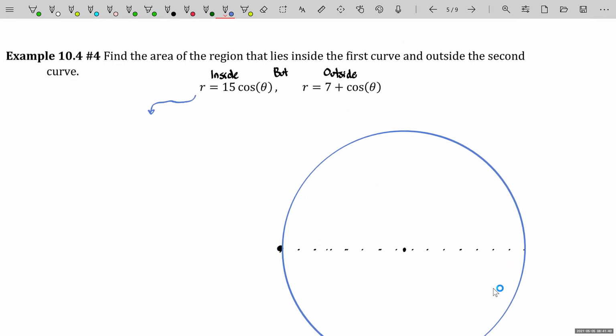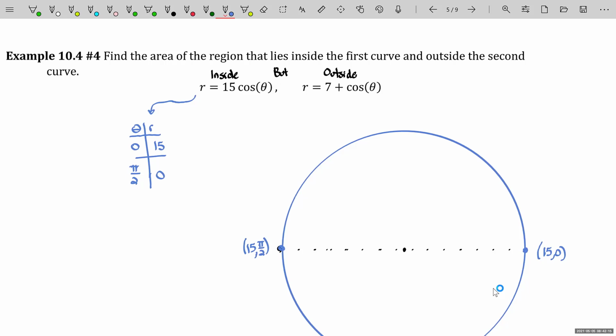Theta versus r. When theta is 0, we get 15 times the cosine of 0, which is 15. When theta is pi over 2, we get 15 times cosine of pi over 2, which is 0. All of a sudden, we're right here: 15 comma pi over 2. So somehow we got from this point, 15 comma 0, to this point. Which way do we go?